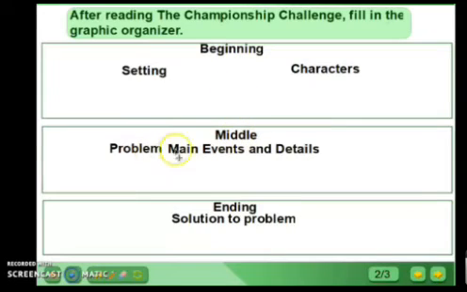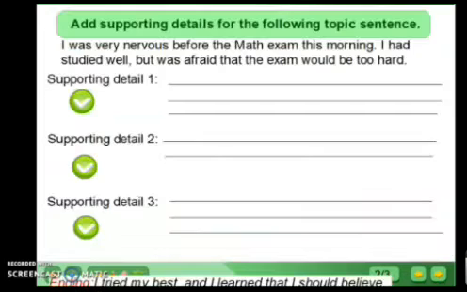In the middle, you mention the problem and the main events or the details that happened with you, to reach the end with the solution to this problem. And you can mention what you learned from this story, from the things that happened with you in your own story. You can also mention your feelings. For example, here we have a short personal narrative. It's talking about his fear of the exam.